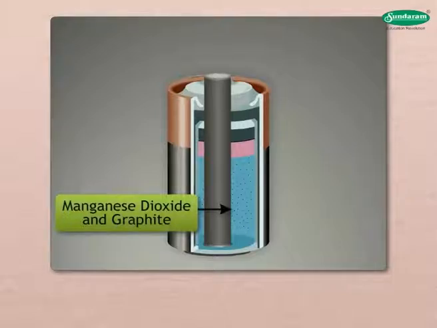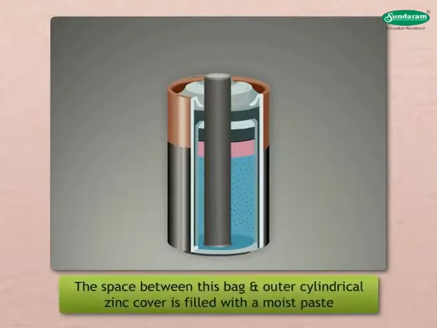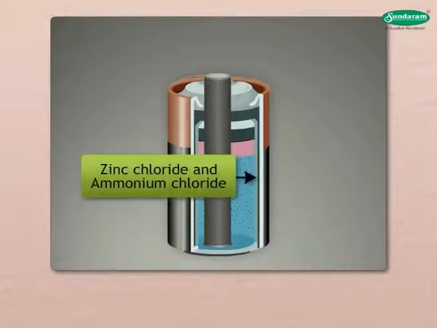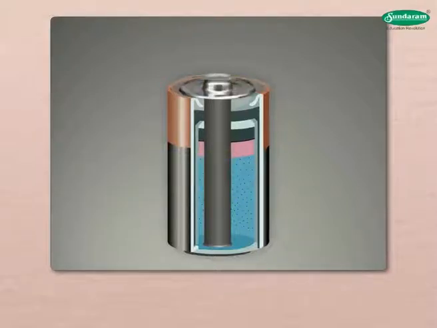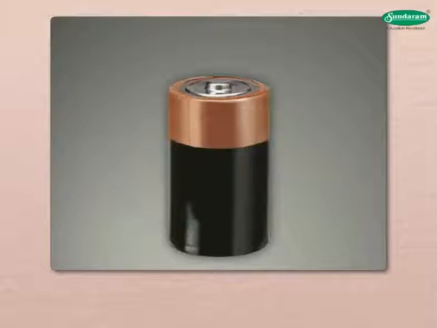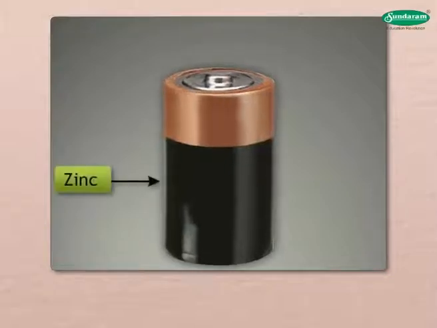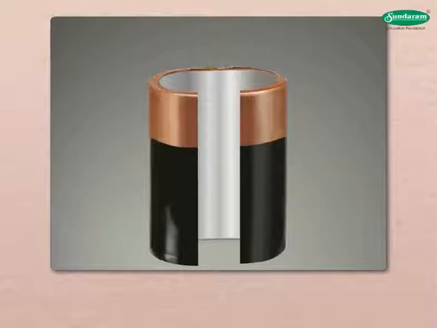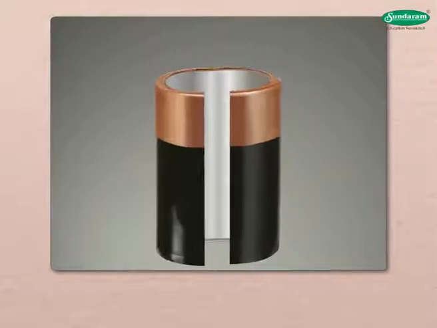bag of thin material. The space between this bag and outer cylindrical zinc cover is filled with a moist paste of zinc chloride and ammonium chloride. Then, carbon rod is fitted with a metal cap and the cell is sealed. The outer zinc covering is surrounded by an insulating thick covering to prevent anyone from getting a shock when touched.